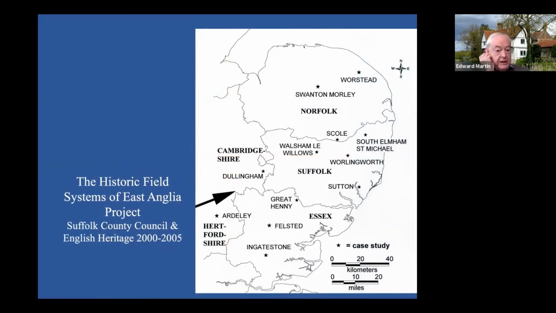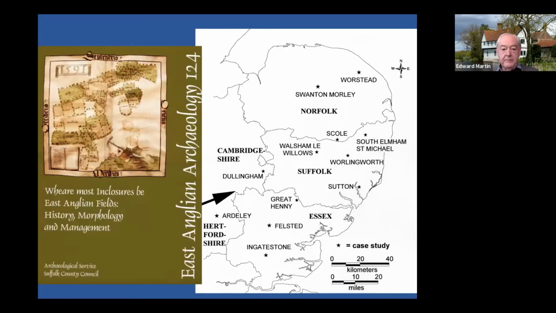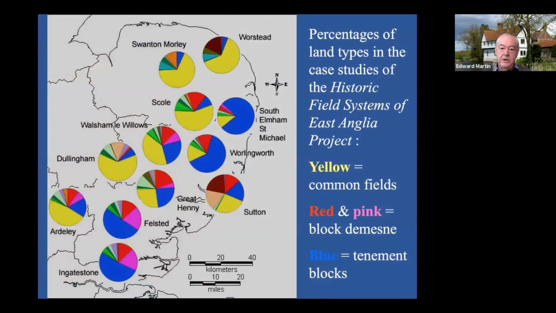A few years ago, I did a study of field systems in East Anglia, which came out in East Anglian Archaeology, looking at the difference over the region. And this map shows you how much common field you find across our region. And you can see in Norfolk, there is quite a lot. In Suffolk, in parts, there is some. And then you get down to Essex, and there's very little. And so you have a change in the way the landscape is organized.